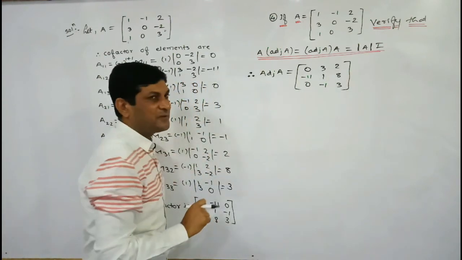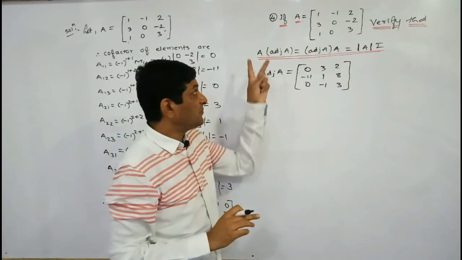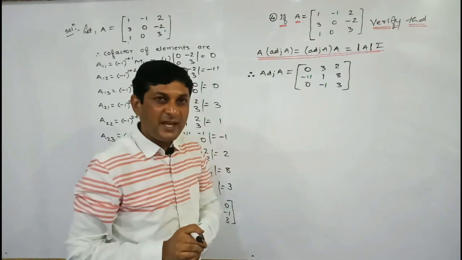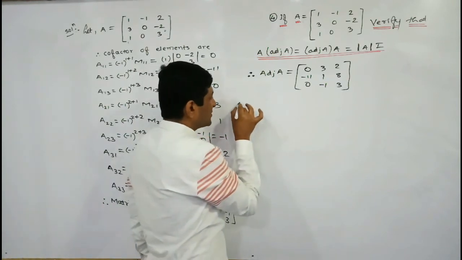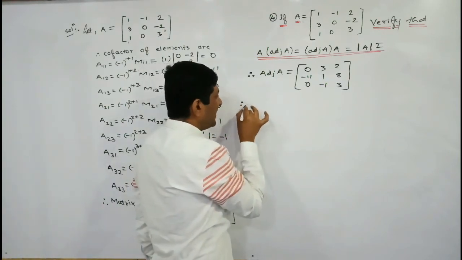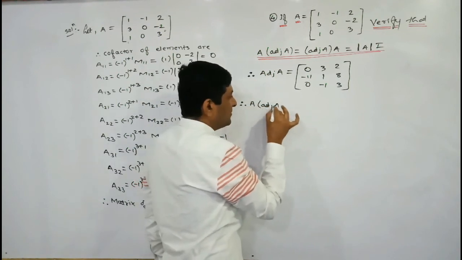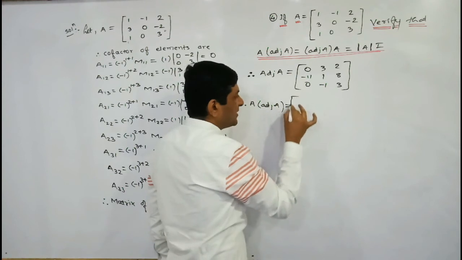Once the adjoint of the matrix is known to us, then to find our first required value, we have to take the multiplication of A and adjoint of A. So therefore A into adjoint of A will be equal to, so write down the elements of matrix A.